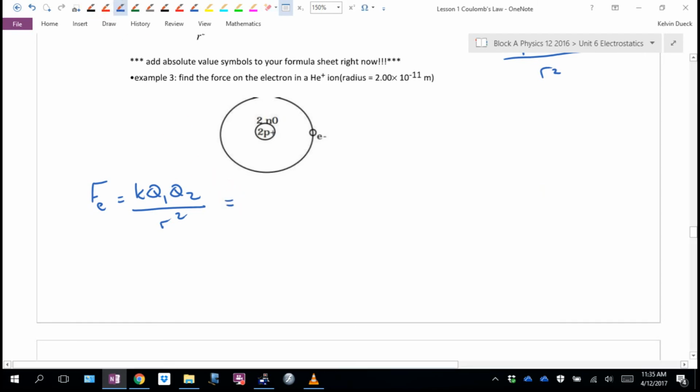What's K? Much nicer than 6.67 times 10 to the... Also way easier to type on your calculator. Q1 is going to be the nucleus. What's the charge of the nucleus? It's 2 protons. What's the charge on a proton? The elementary charge. So the nucleus is going to be 2 times the elementary charge. What's the elementary charge on a proton or an electron? That's from the sheet.